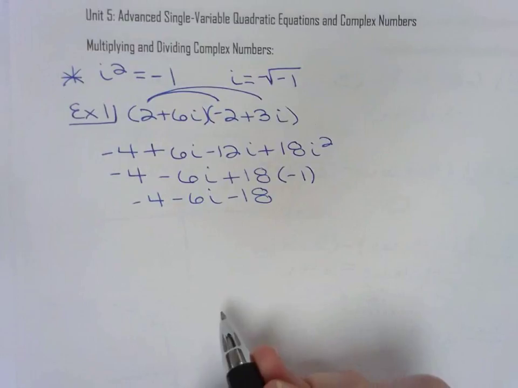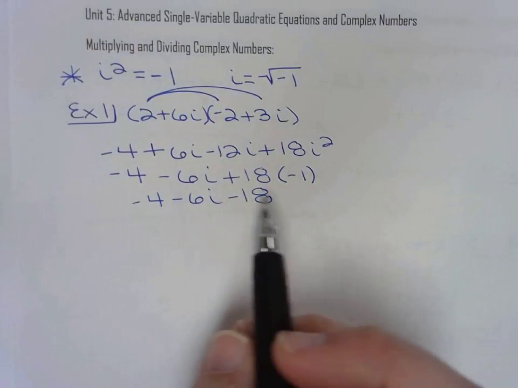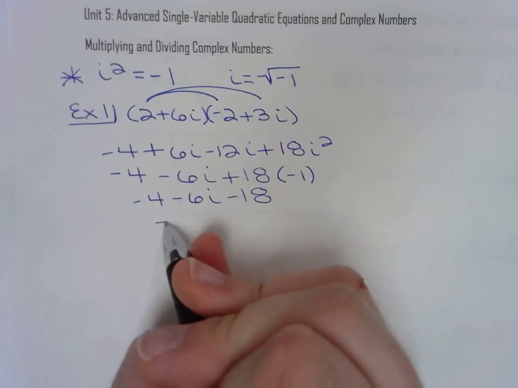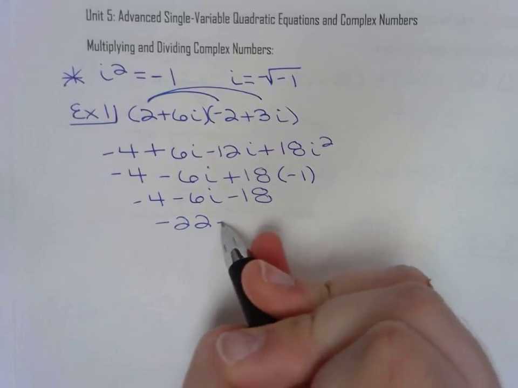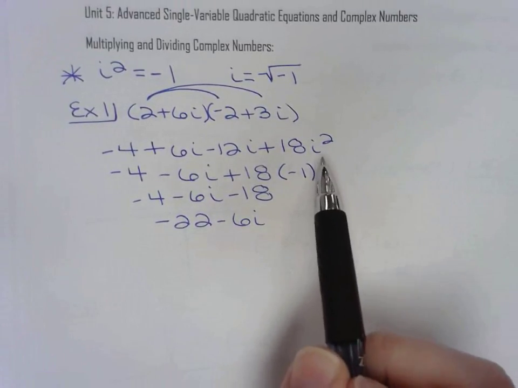I thought the i's always came at the end. We will, just a second. What two things can I put together? Negative 4 minus 18. So the negative 1 goes away. Negative 22 minus 6i.